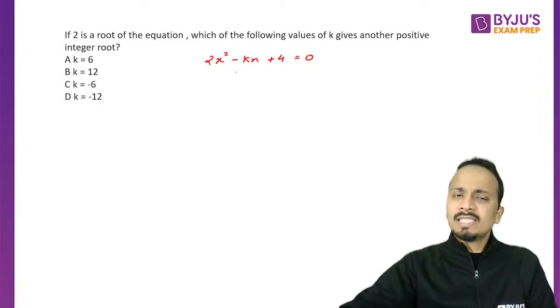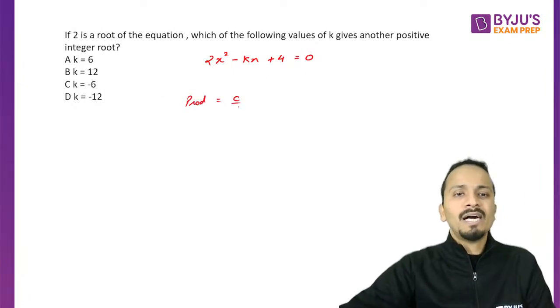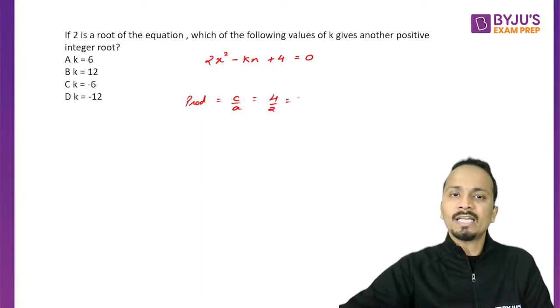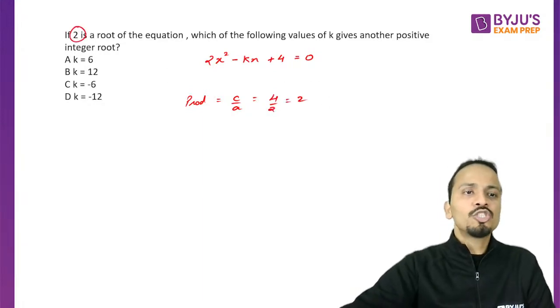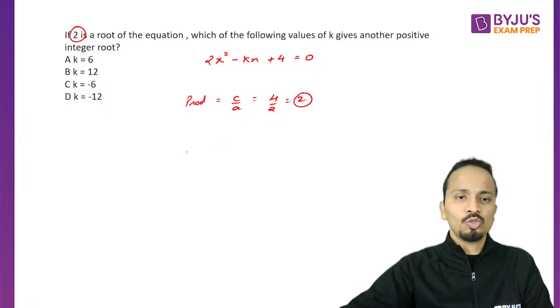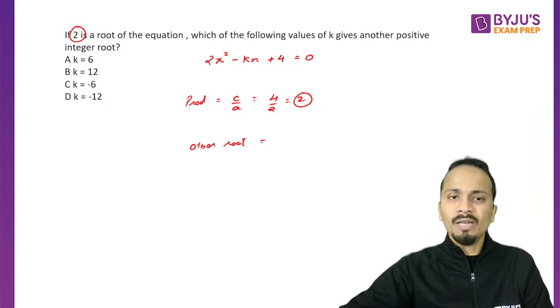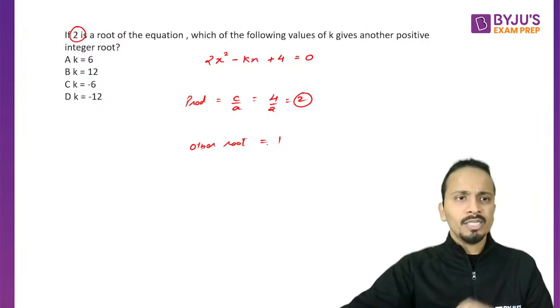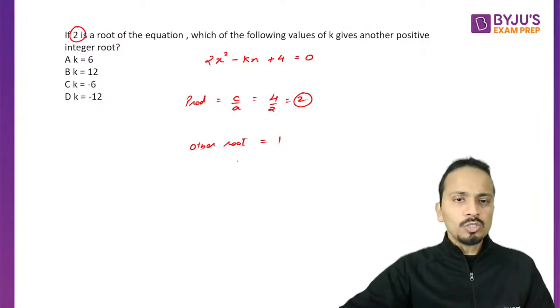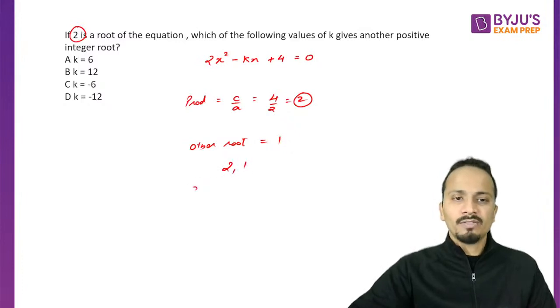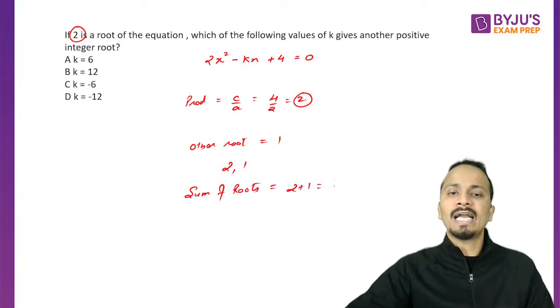Now, this is the given equation. We know that the product of roots is c upon a. So product of roots will be 4 upon 2, that is 2. Now, one of the roots is 2 and the product of roots is also 2. So I can say that the other root will be equal to 1. The two roots that we have are 2 and 1. From here I can find the sum of roots. Sum of roots will be 2 plus 1, that is 3.